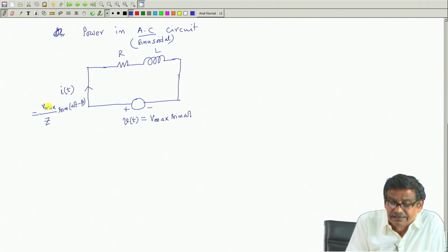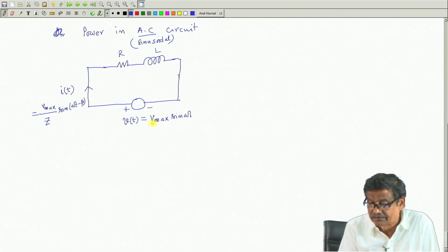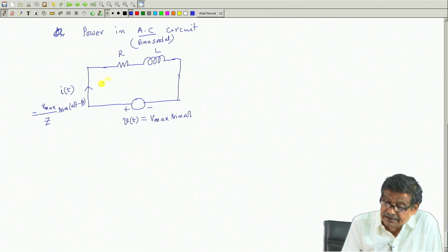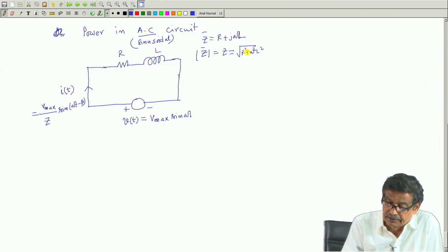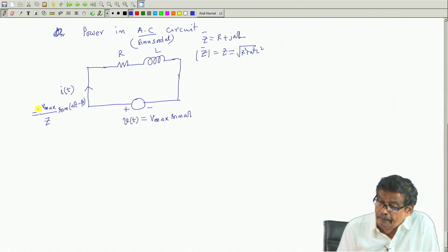This Vmax is only the magnitude, divided by Z. What is this Z? Z complex number is R plus j omega L, and the magnitude of Z bar, which I will simply write Z, is square root of R squared plus omega squared L squared. So, here nothing is phasor, in time domain I have got it.